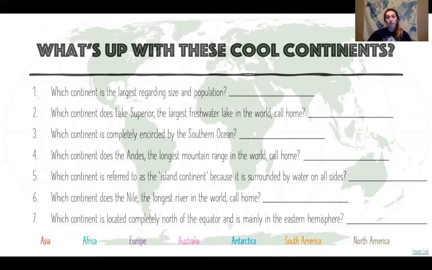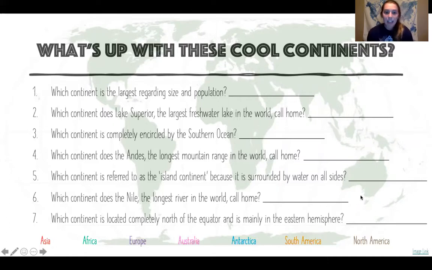Each continent will only be used one time. You won't use Asia twice or Australia twice or anything like that. One for each. You need to work together and problem solve and discuss which ones you think make the most sense. We're going to take about 10 minutes to do that, and then we're going to come back together. You're going to tell me your answers, and we'll see which group got the most correct. All right, get started.